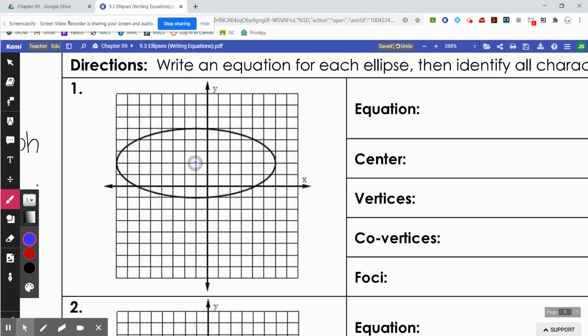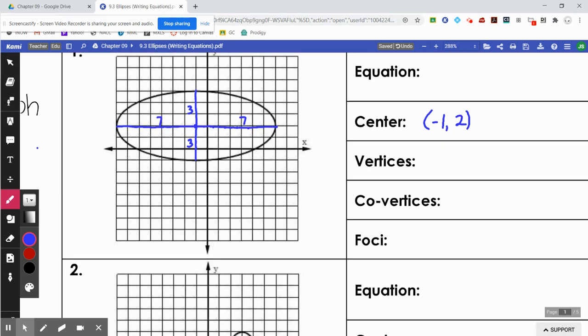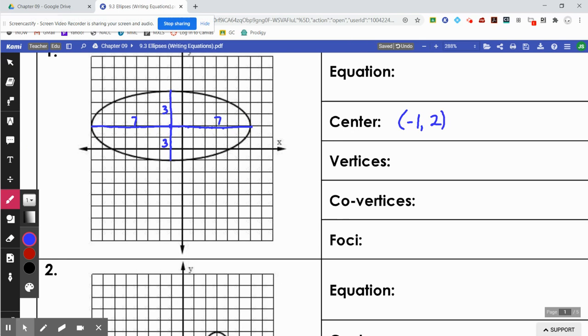So the center of the ellipse is right here. You can actually draw the major axis and the minor axis if you would like to. And there those are. So the center is located right here at, looks like, -1, 2. The co-vertices, excuse me, the co-vertices are up and down 3. The actual vertices, you can count boxes, 1, 2, 3, 4, 5, 6, 7, and 7 is the distance to your vertices there. So from -1, 2, let's go right 7 and left 7. So that's going to be at -8, 2, and at 6, 2. There's going to be your vertices.